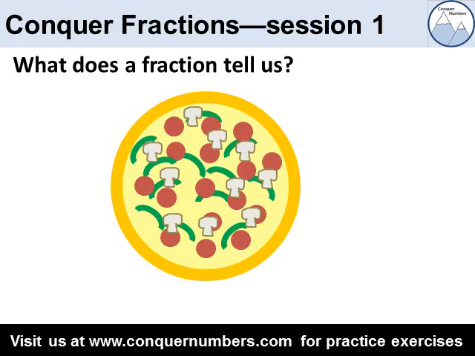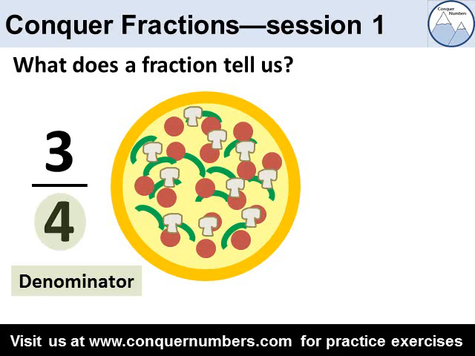All right, now let's talk about what a fraction tells us. So let's assume you have a pizza, but you aren't going to eat the whole pizza. You're only going to eat part of the pizza. Let's say you're going to eat 3/4 of a pizza. Let's see how much pizza that is. So the lower number, the denominator, is a 4. What the denominator tells us is how many equal slices we need to cut the pizza into. Now we have a pizza with 4 slices. 1, 2, 3, 4.